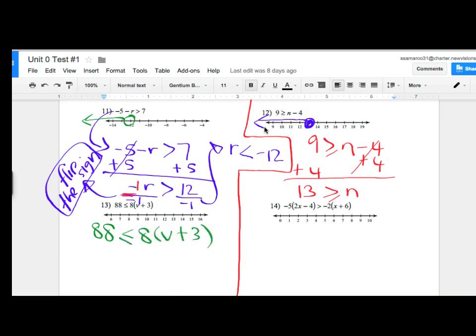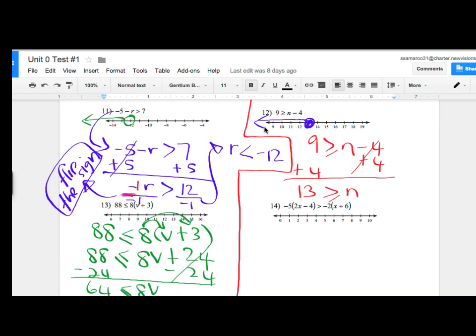Just like you would in one of those simple equations, we're going to distribute. This becomes 88 is less than 8v plus, what's 3 times 8, Miss Ewing? It's 18. No, 24. 24. So, how would I do this? Get rid of 24 on both sides. The 24s cancel. What does this give me? 64 is less than or equal to 8v.